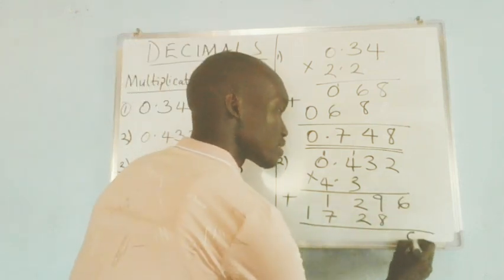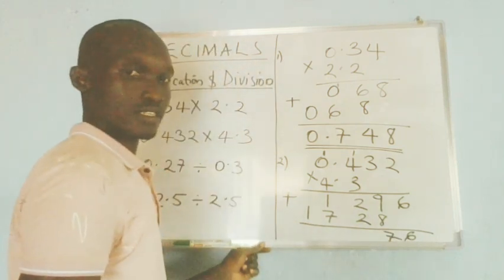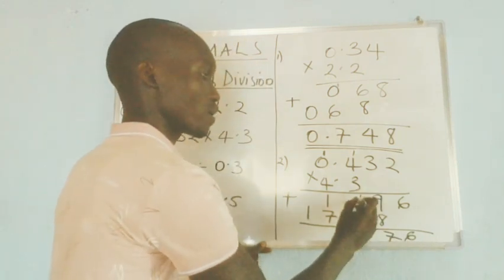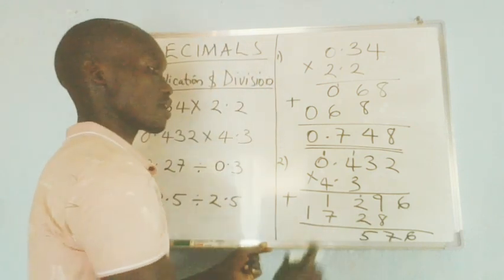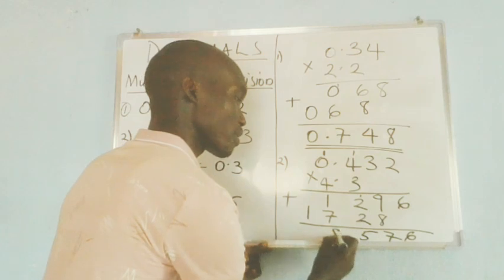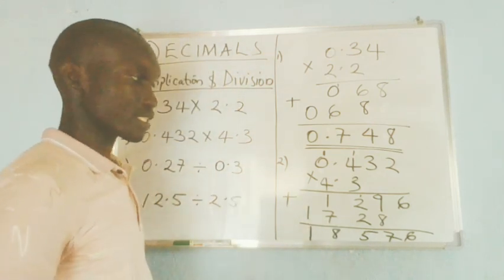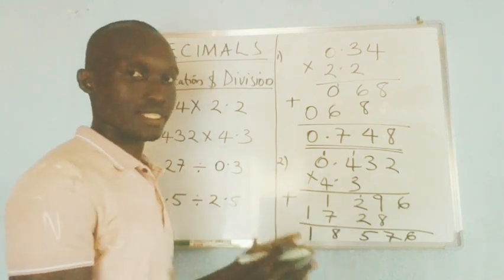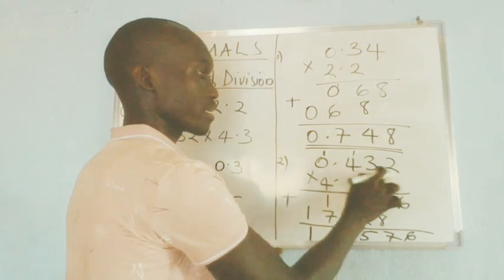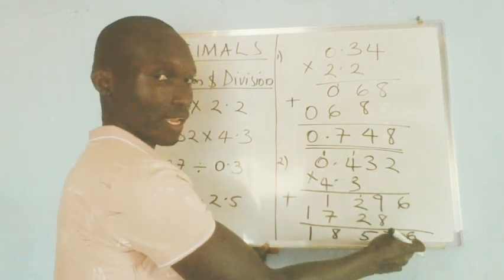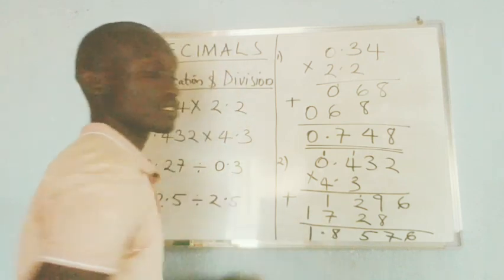This is 6. 9 plus 8, that will be 17. So you write 7, you carry 1. 1 plus 2, that will be 3, plus 2, that will be 5. 1 plus 7, that will be 8. And then 1. Now when you're putting the decimal point, you make sure you count how many numbers there are after each decimal point. 1, 2, 3, 4. So we start counting from the last number. 1, 2, 3, 4. So our decimal point will be there.